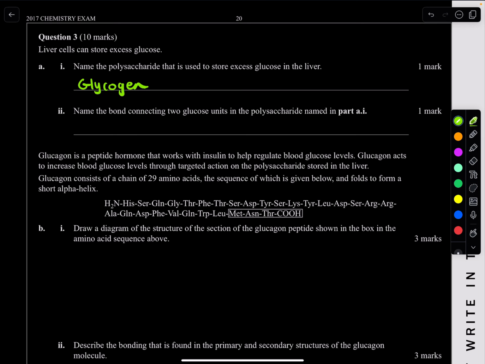Glycogen. Name the bond connecting two glucose units in a polysaccharide. That's called a glycosidic linkage. Glycosidic linkage. Beautiful.